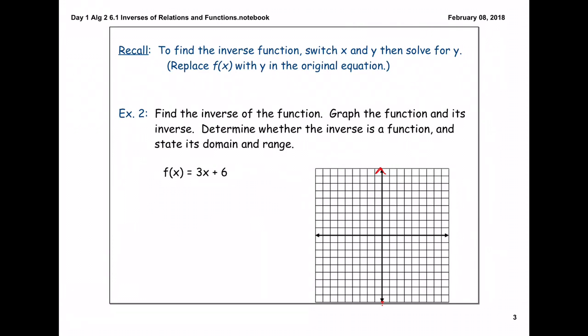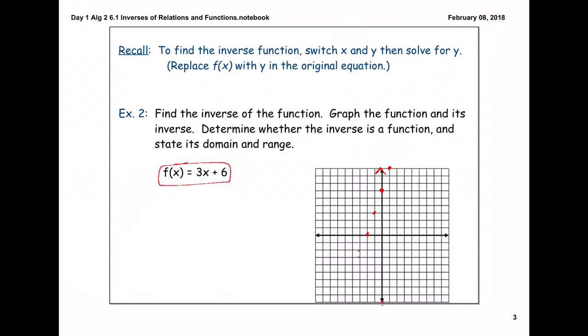To find the inverse, you switch the x and the y value and you solve for y. Replace your f of x with y in the original equation. So in example 2, we're going to find the inverse of the function. We're going to graph the function and its inverse. So to graph our original function, f of x equals 3x plus 6. We have a y-intercept at positive 6, and our slope is up 3 over 1.